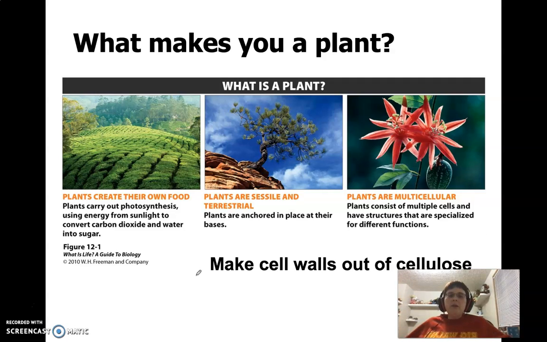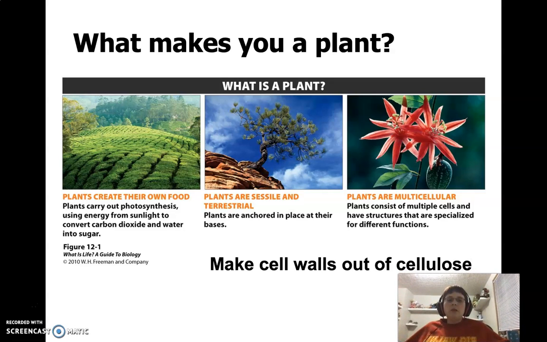The last big one is that you make your cell walls out of cellulose. This is one of the characteristics that helps distinguish plants from fungi, because fungi also make cell walls, but they do not use cellulose. Remember that carbohydrate molecule, cellulose, that we cannot digest? Well, this is what plants make to make their cells nice and strong. So those are the 4 characteristics that make plants plants.